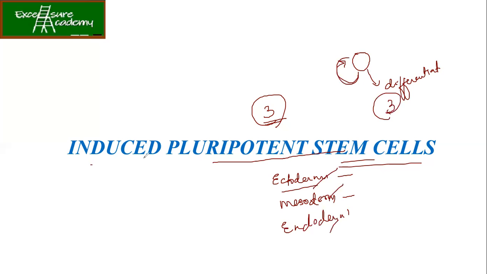Now, when you say induced, it means you're forcing them to become pluripotent. That is, we will first de-differentiate the cell. It will go and it will become pluripotent. So we'll see how this induction is being done.